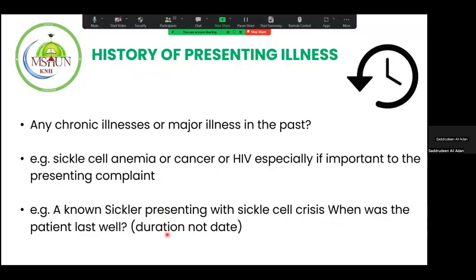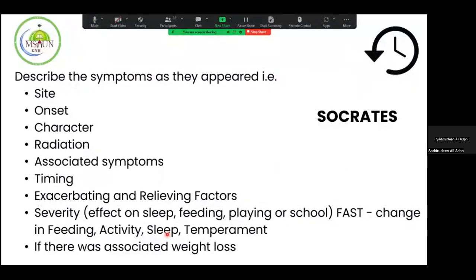So you describe the symptoms as they appear, and I know you've all come across the mnemonic SOCRATES. You start with the site, especially if it's pain, but not for all other symptoms. Then you ask about the onset. For example, if it's a headache, you can classify: is it a global headache over the entire head, or is it in the temporal region, or is it an occipital headache? Onset can be sudden, or insidious and gradual. Is it something that is sudden, or something that progresses over a long period?